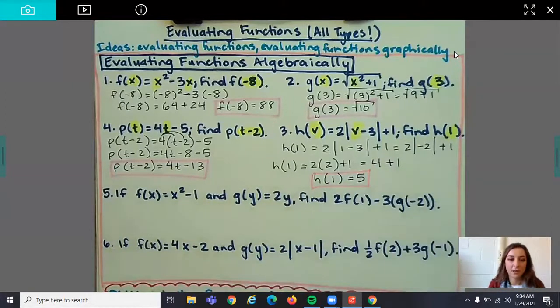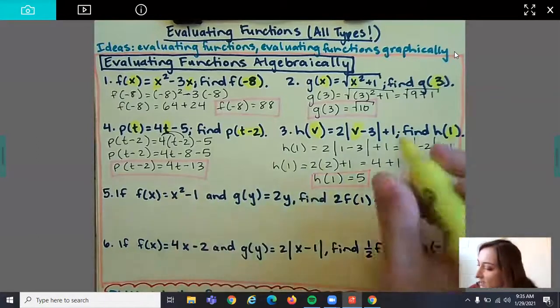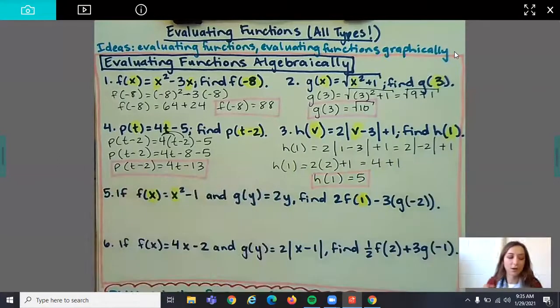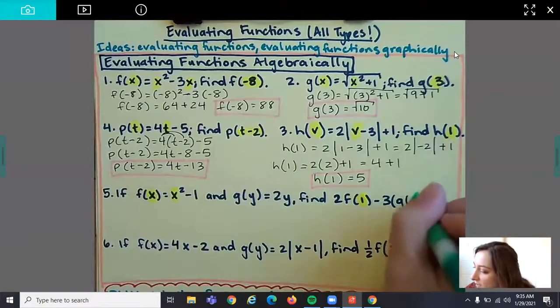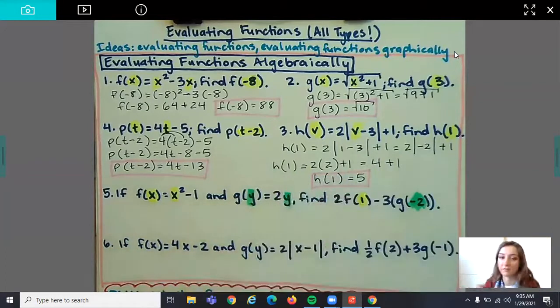All right, doing another one. This one, we are given 2 different functions. So the first one we're given is f of x, and looking over, we're going to do f of 1. So anywhere that I see an x, I'm going to put in a 1. And then we also have a g. So g of -2. Anywhere that I see a y, I'm going to put in a -2.